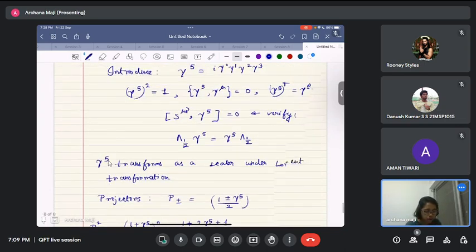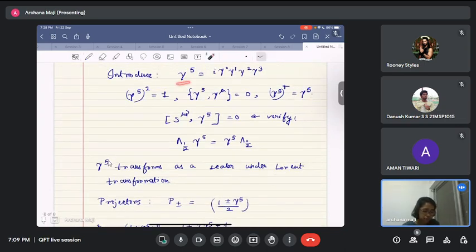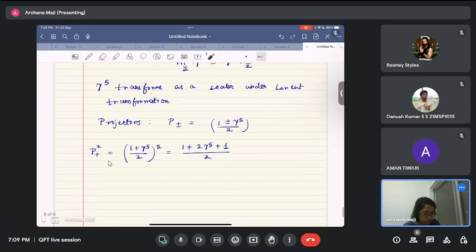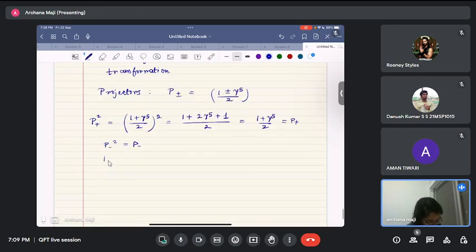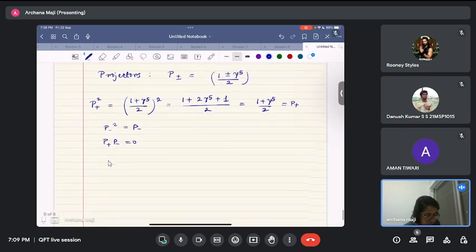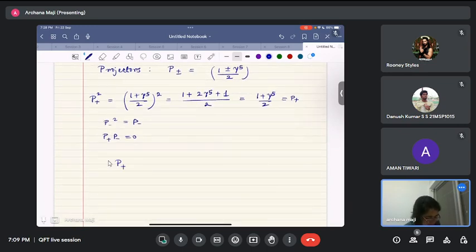Okay, remember that this gamma 5 is actually a 4 by 4 matrix, because the gamma matrices are all 4 by 4 matrices. So when we are writing 1 plus gamma 5, this 1 means a 4 by 4 matrix. So keep this in mind. So this is (1 plus gamma 5) over 2, which is P plus. Likewise P minus squared will be P minus, and P plus P minus is 0. These things you can check. Now this projector P plus, when it acts on a Dirac spinor, it gives psi plus minus.